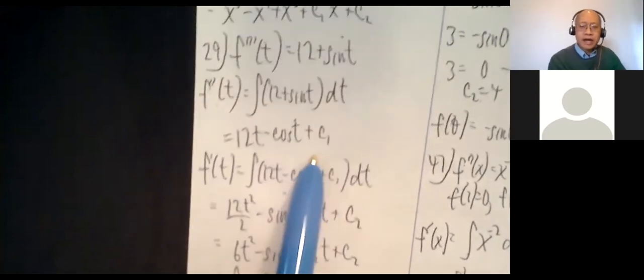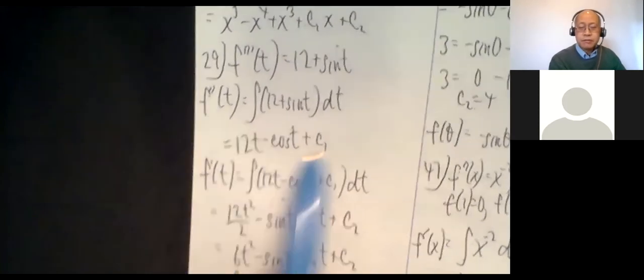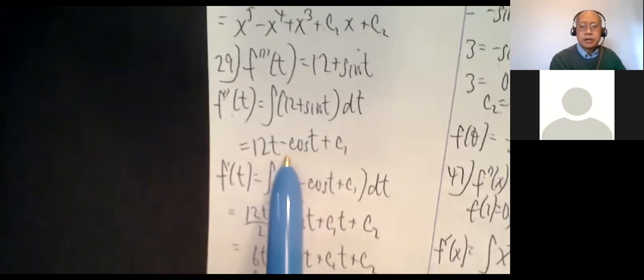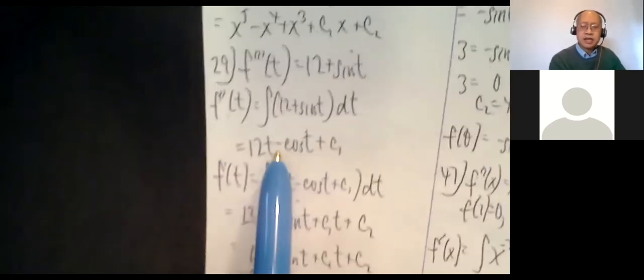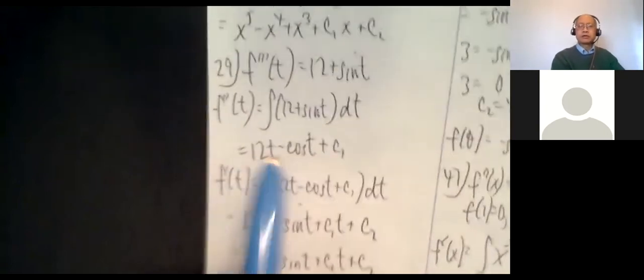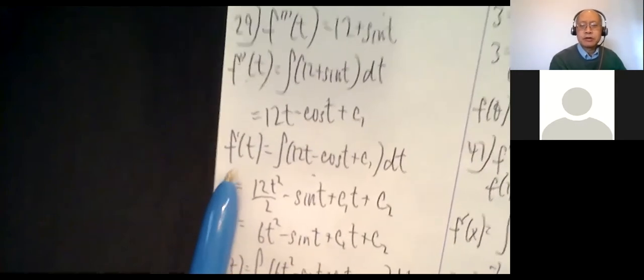And again, how can I check my answer? Take the derivative. What's the derivative of 12t? 12. What's the derivative of negative cosine? The derivative of negative cosine is negative sine or positive sine. And the derivative of c1 is, of course, 0. So I know this works. All right, so I'm at the second derivative level. Integrate one more time. I'm at the first derivative level.